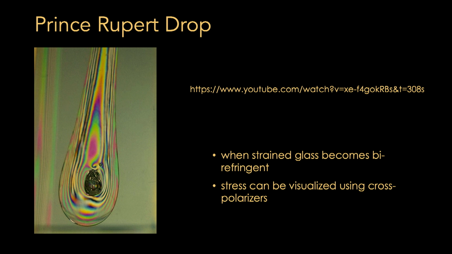That brings us back to the Prince Rupert drop, shown here through cross polarizers, because glass that's under strain exhibits birefringence, and you can see these color changes as iso-stress curves. It's the highest compressive stress on the outside, and tensile stress on the inside. I'm going to show a quick video because it's always satisfying to see things break, if it's not your china or your glassware.